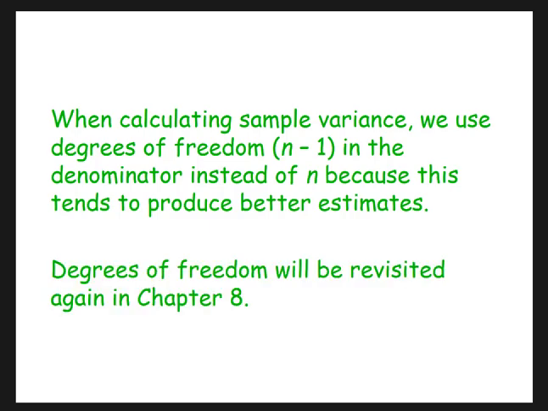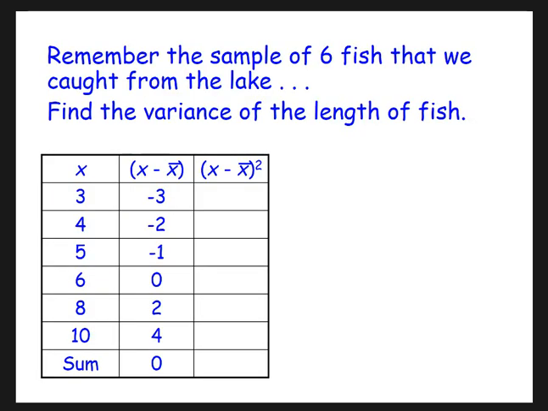So degrees of freedom will be revisited in Chapter 8. So let's actually look at calculating a variance here. We go back to our set of data points where we found that mean of 6, and we subtracted 6 from each data point to get those deviations. 3 minus 6 was negative 3, 4 minus 6 was negative 2, and on down the line. 10 minus 6 was 4, and so on. We noticed the sum of those deviations was 0.